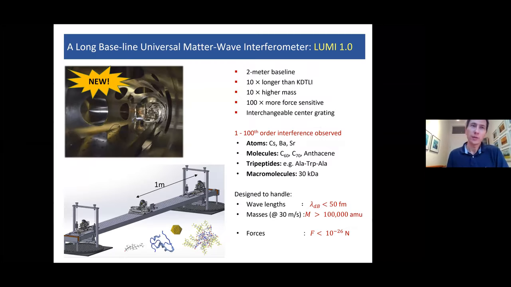Now, that experiment was stretched recently, and that's what we call LUMI, the long baseline universal atom wave interferometer. It's not as long baseline as some of the atom interferometers nowadays, which are installed already in 10 meter fountains and are currently being set up for 100 meter fountains with a perspective of 1,000 meters. Here it's still only 2 meters between the first and the last grating in the 5 meter machine, but still it's 10 times longer than the instrument that we had for the vitamin experiments. So it can address higher masses, has higher force sensitivity.